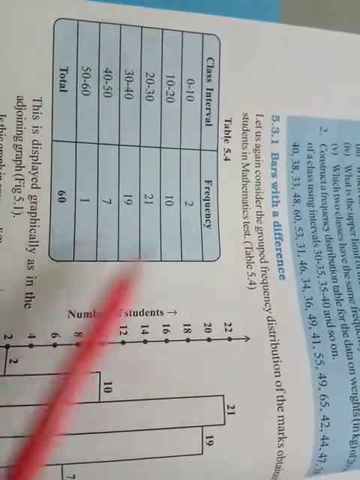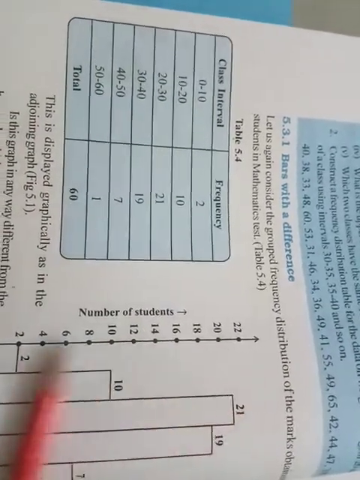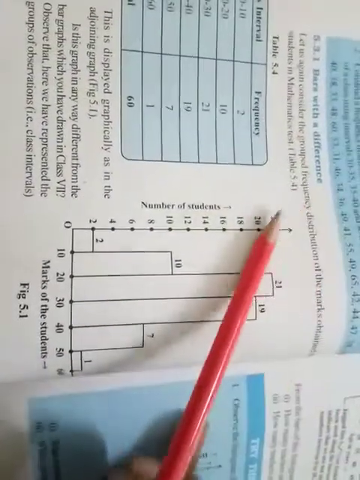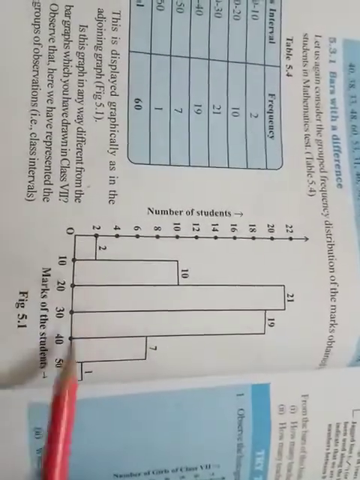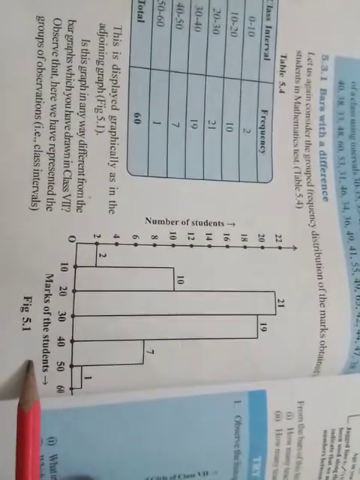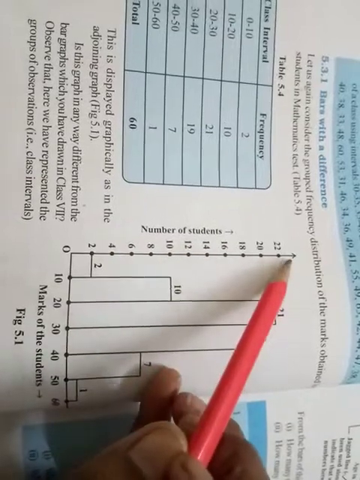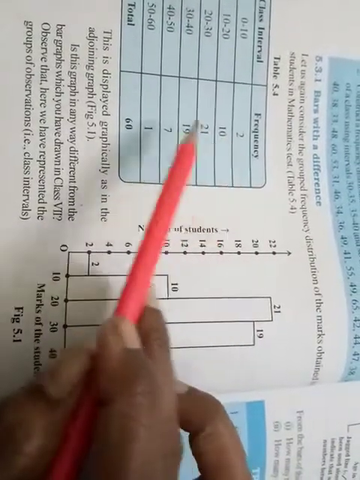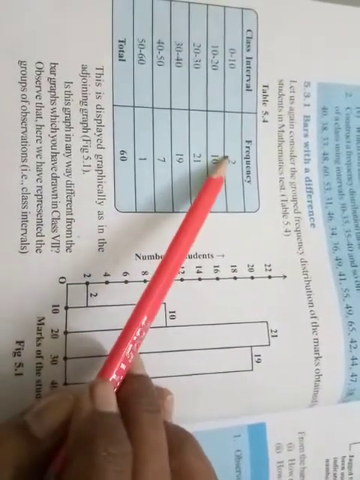So the total is 60. Now on the basis of this information we are drawing a graph. So this is your graph. This is your y-axis and this is your x-axis. On the x-axis we mark the marks of the students, that is your class interval. And here we can mark the number of students, that is the frequency: how many times those marks were obtained by the students.